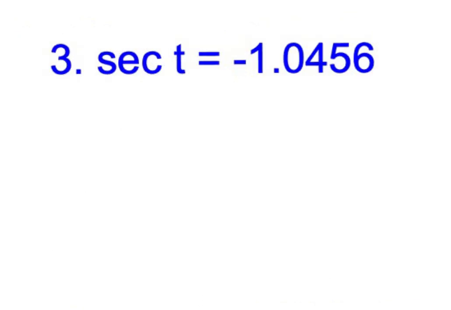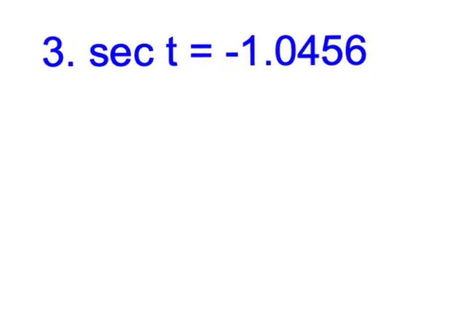Next, let's take a look at number 3. Again, the same process. We're going to find the reference angle, find the quadrants, then find the angles for my solutions in those quadrants. So to find the reference angle, I first want to rewrite secant in terms of cosine. I remember cosine's the reciprocal of secant, so that means that cosine of t is equal to 1 over negative 1.046.